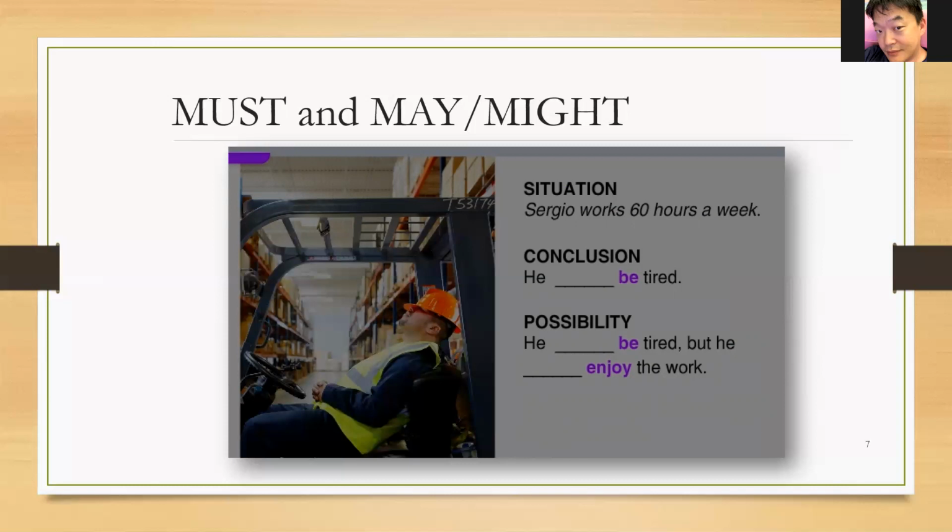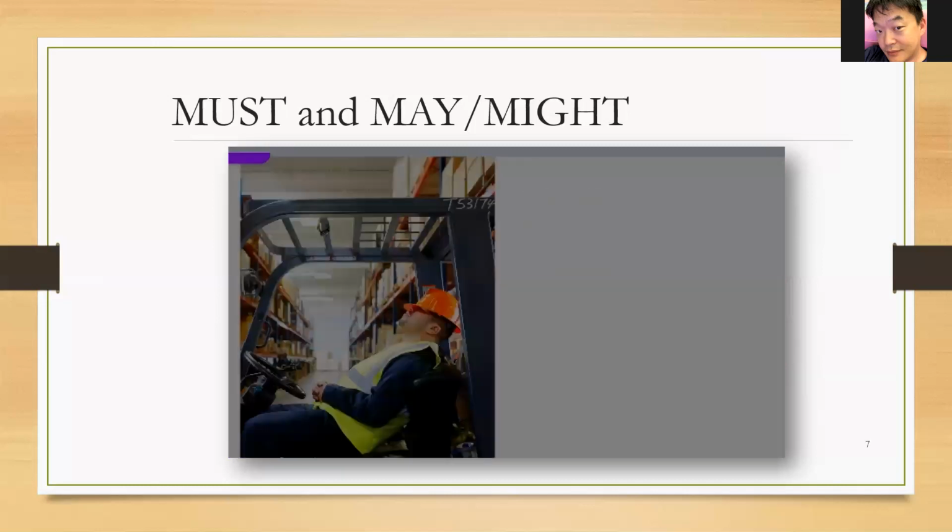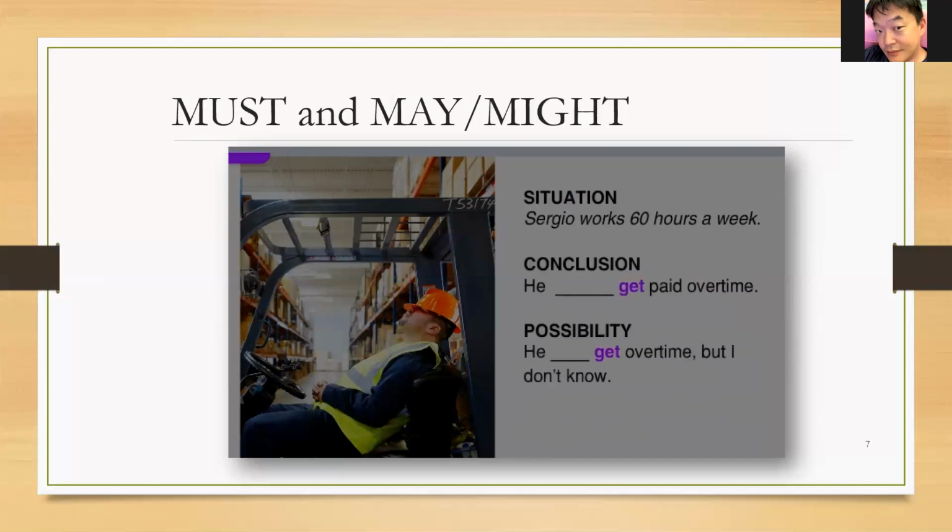Listen to the sentences. Conclusion. He must be tired. Possibility. He might be tired, but he may enjoy the work. Or, he may be tired, but he might enjoy the work. Situation. Sergio works 60 hours a week. Conclusion. He must get paid overtime. Possibility. He may get overtime, but I don't know. Or, he might get overtime, but I don't know.